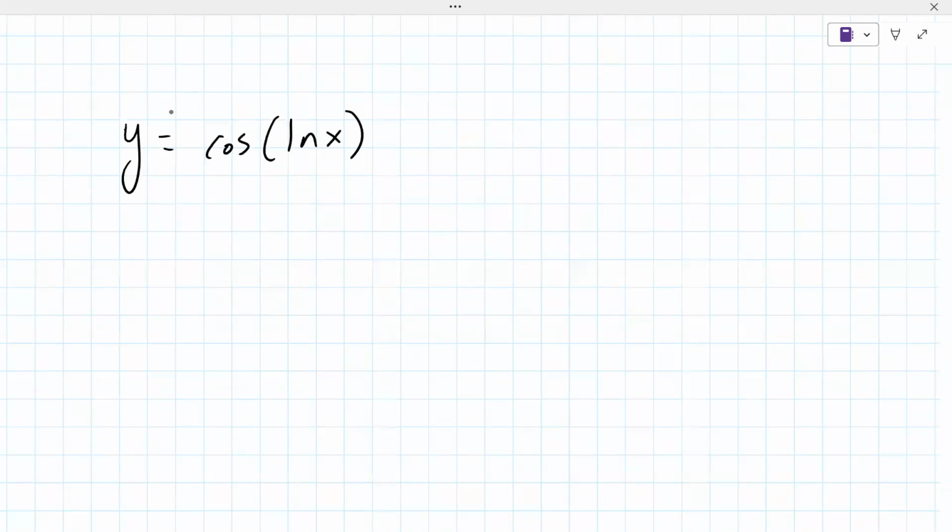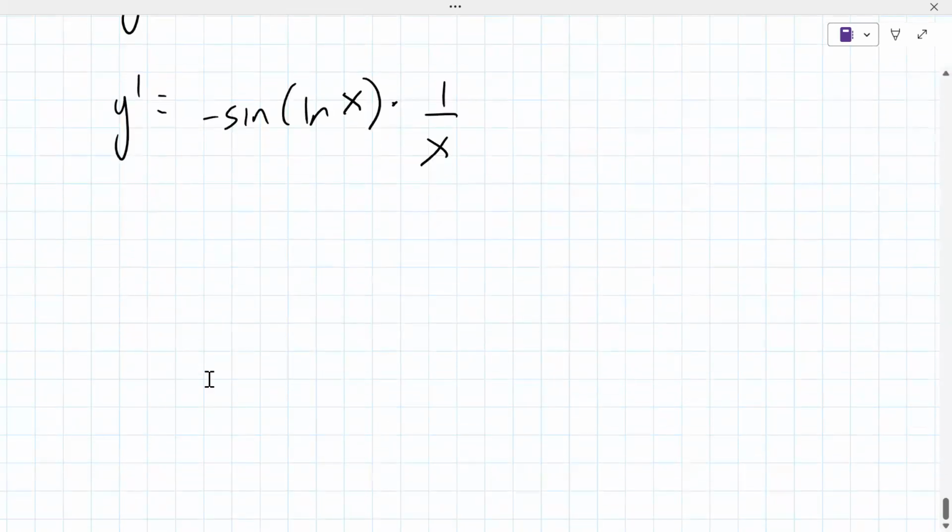Negative sine 1x. Or negative sine 1 over x. You've got to keep the inside function first, then multiply by the derivative of the inside function. Oh, okay. And then I can just put it all over x, right? Yeah. Okay. So let's try another one here.